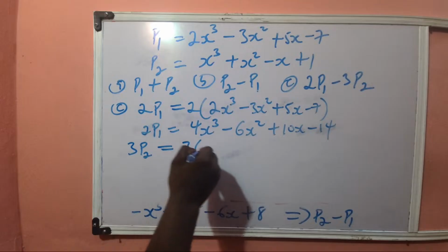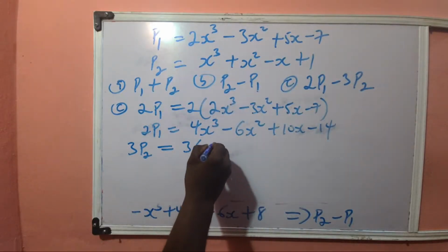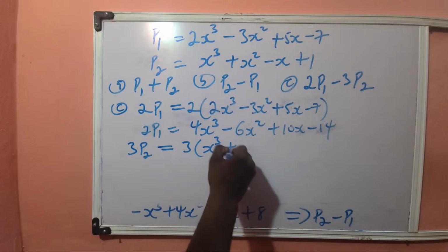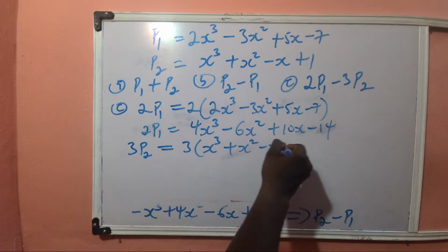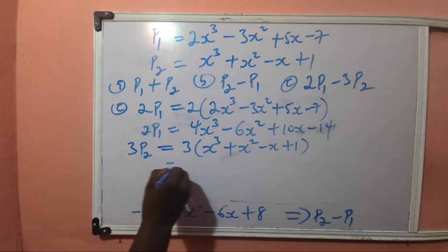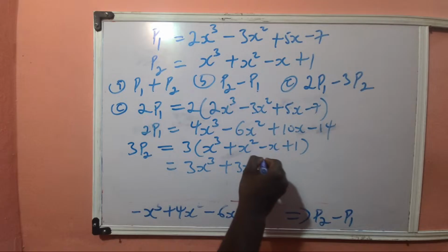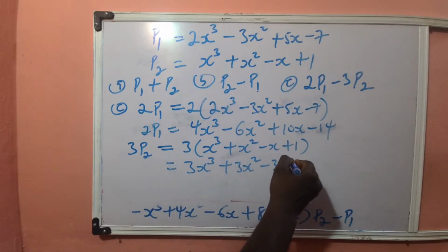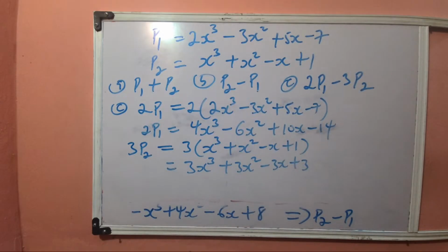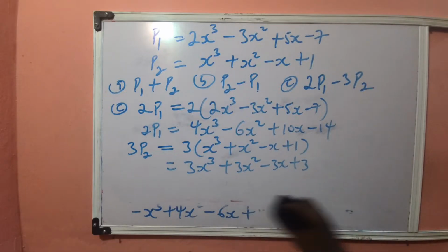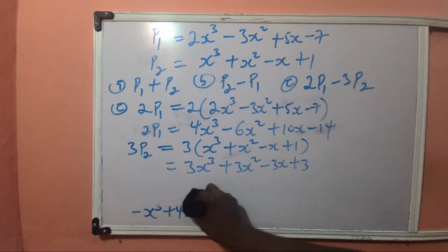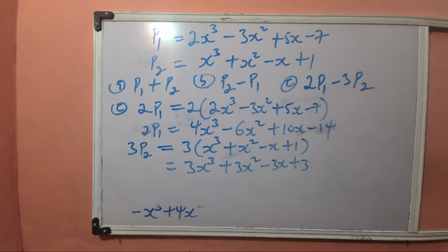So I have 3 into the bracket. I fixed in my polynomial 2 inside: x cubed plus x squared minus x plus 1. So what we have here is 3x cubed plus 3x squared minus 3x plus 3. All right. So we have been able to solve for 2P1 and for 3P2. So now we can go on to the final operation, which was the subtraction of polynomials.